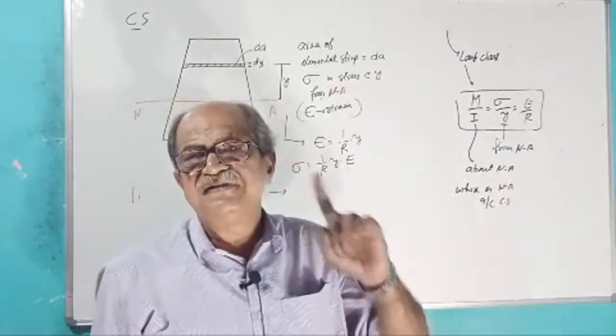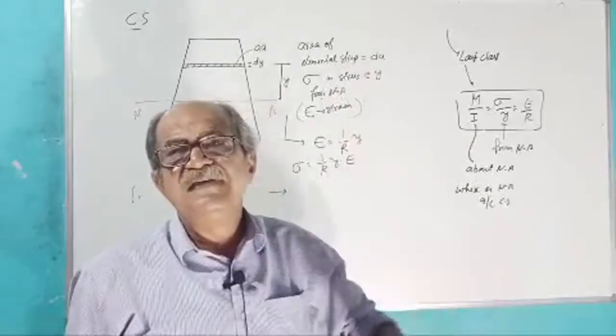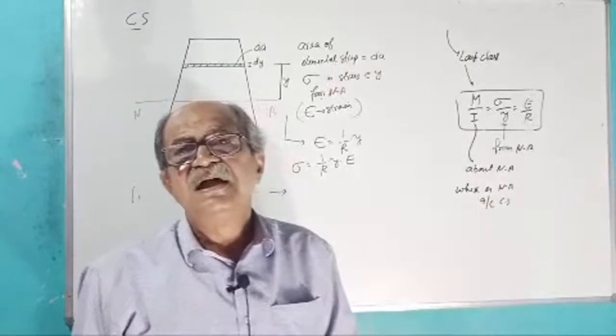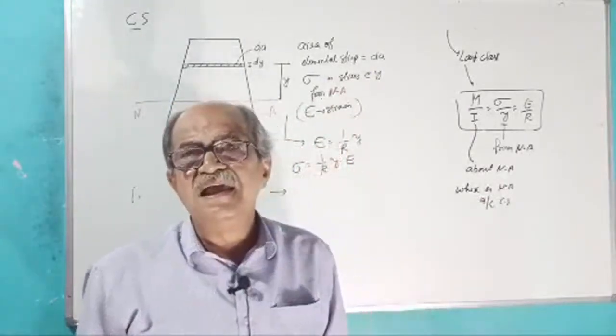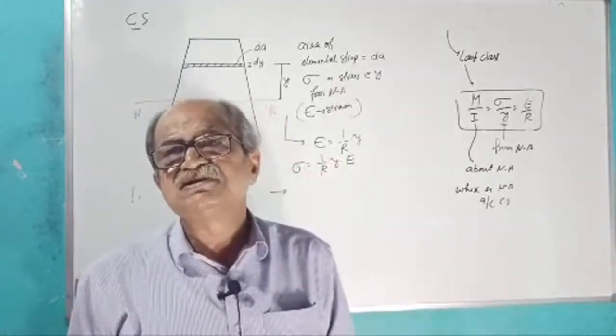Centroidal axis is extra information. That is how to locate the neutral axis. But once you locate it, it is called what? Neutral axis only. There is a reason for it. Not now. You will know it when you go to pre-stressed concrete.